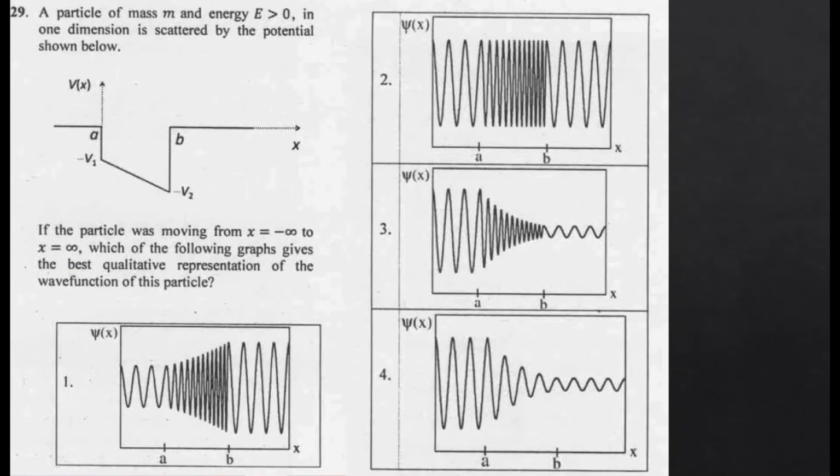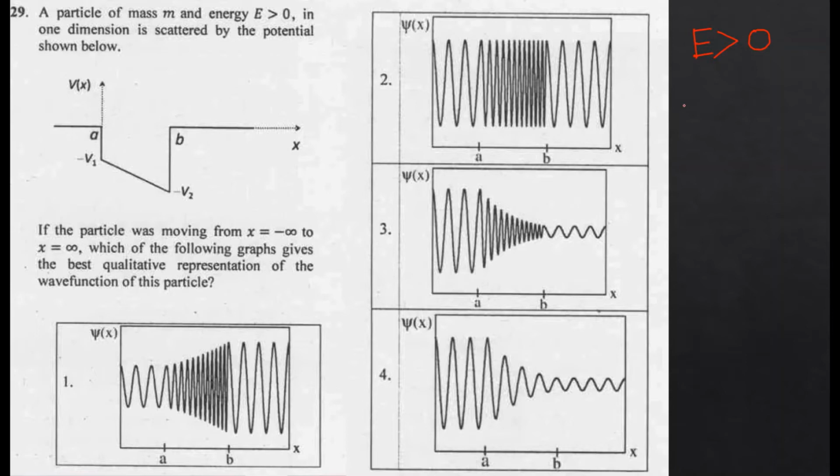So this is the next question. The next question is, a particle of mass m and energy E greater than 0. So the energy is given to you that E is greater than 0. In one dimension it is scattered by the potential shown below.